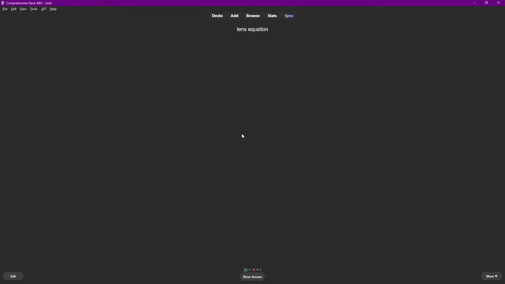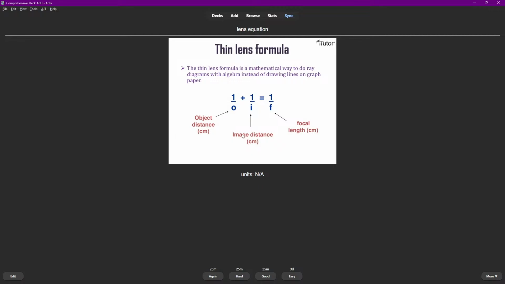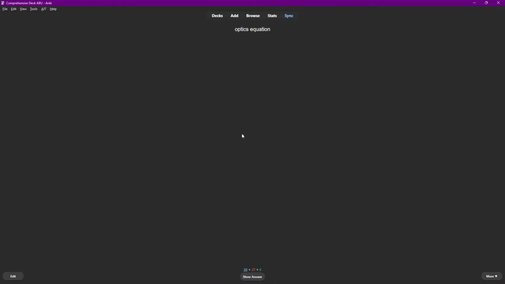Lens equation is 1 over f is equal to 1 over s plus 1 over s prime. They do it in a different way, I don't like that they use that equation. I didn't learn it in physics that way. Optics equation? What does that mean?